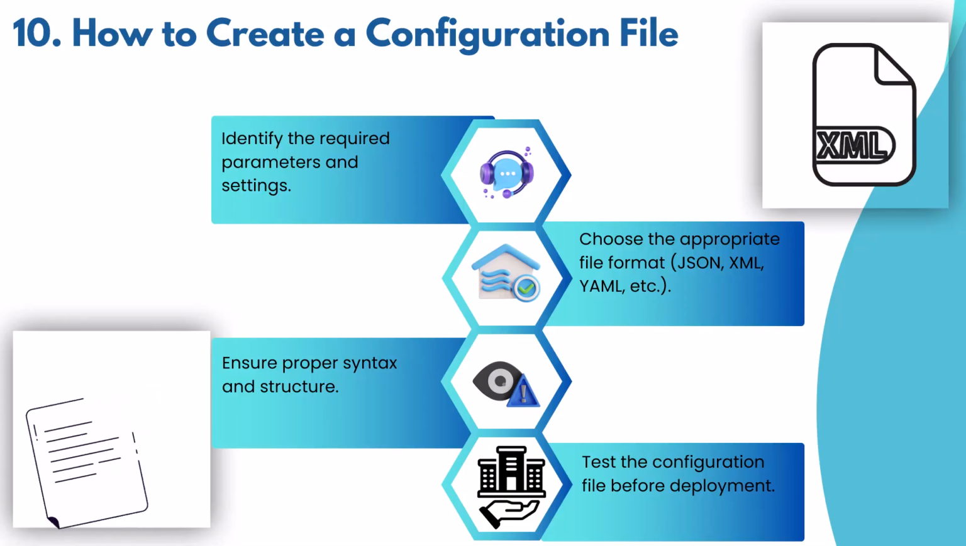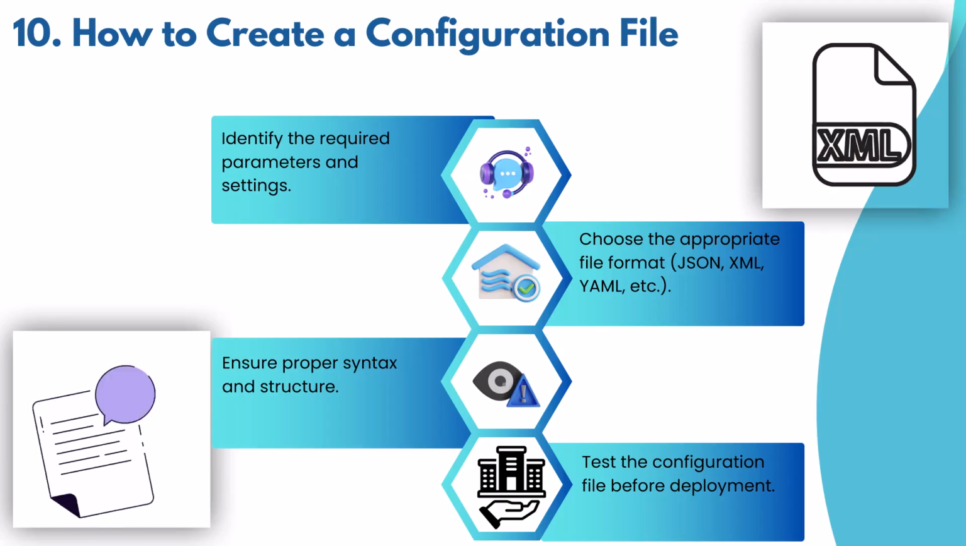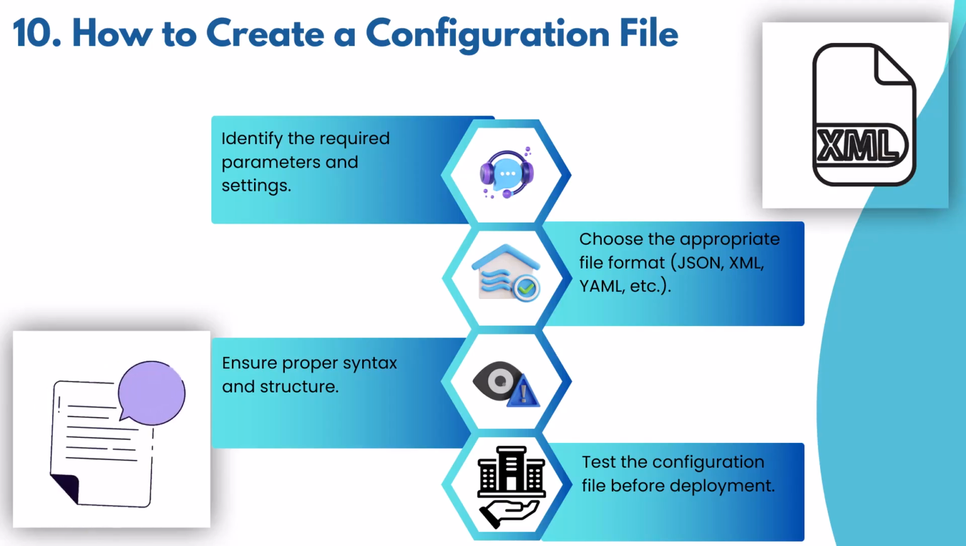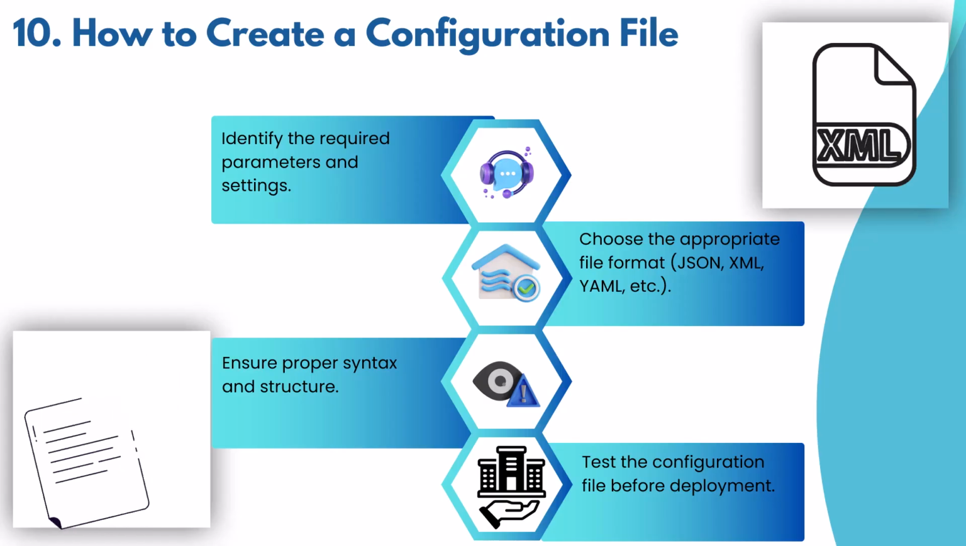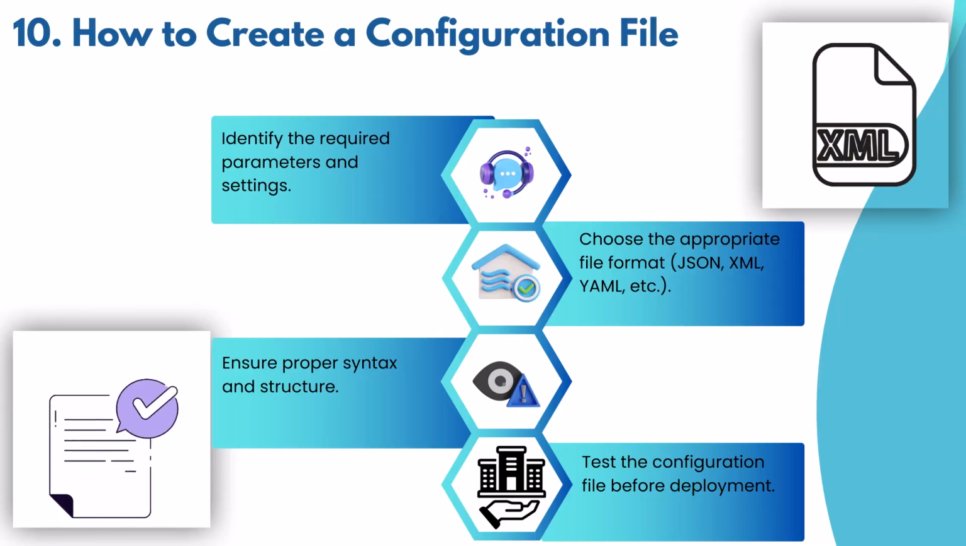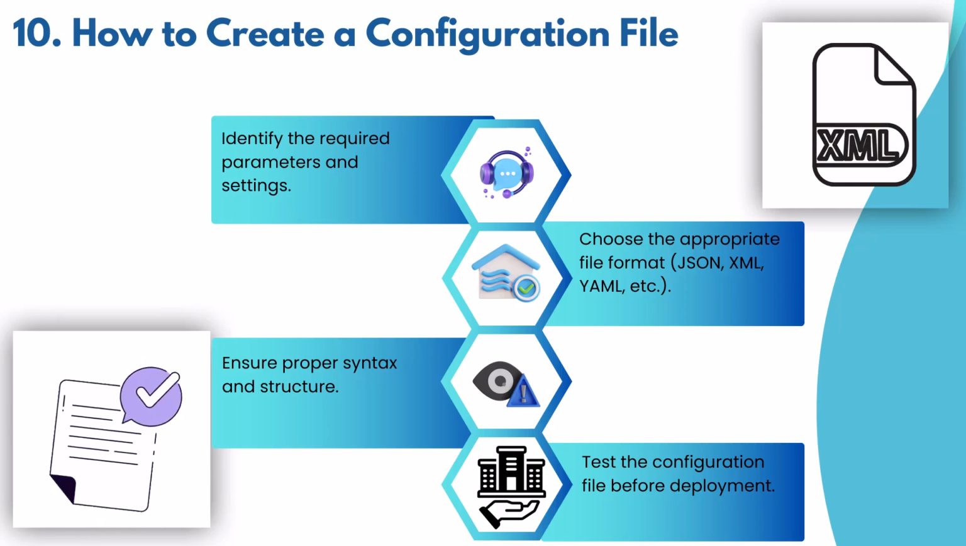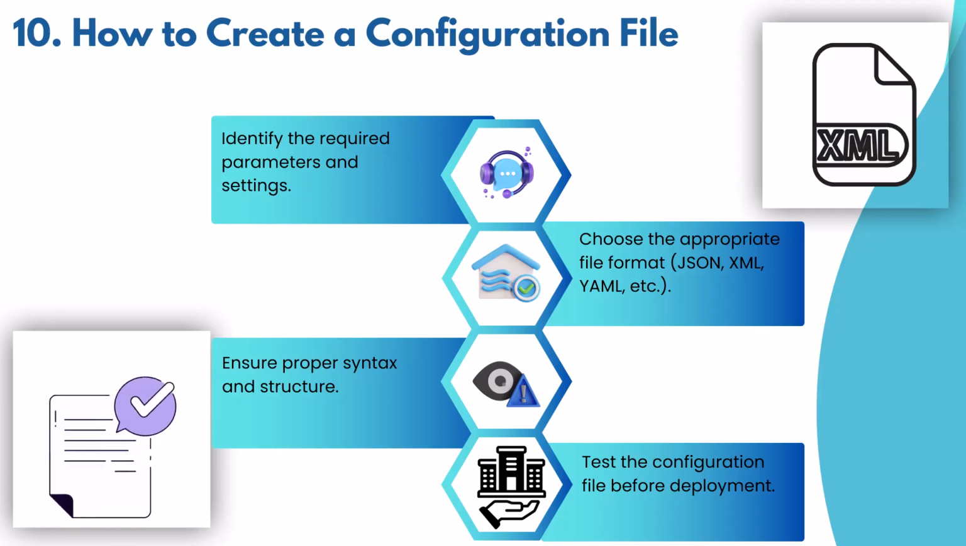Creating a configuration file is like writing instructions for a very obedient robot. It follows whatever you set. First, identify the parameters. Without them, your file is useless. Pick a format wisely. JSON is neat, XML feels like poetry, and YAML, well, YAML just likes indentation too much. Make sure your syntax isn't a mess or you'll be debugging for hours. And please always test before deploying unless you enjoy unexpected crashes.